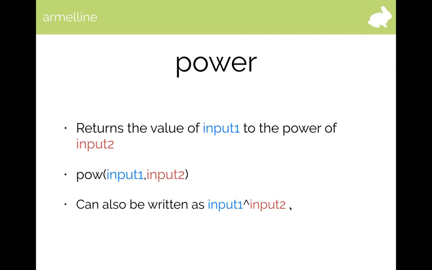Now, power, we're getting on to some of the more involved ones now. Power, if you look at the third bullet point, is essentially that little hat type symbol that you might have seen. If you were to write 5 and then write a little 3 on the top right of it, that would be you saying 5 to the power of 3. So it will return the value of the first input you give it to the power of the second input you give it.